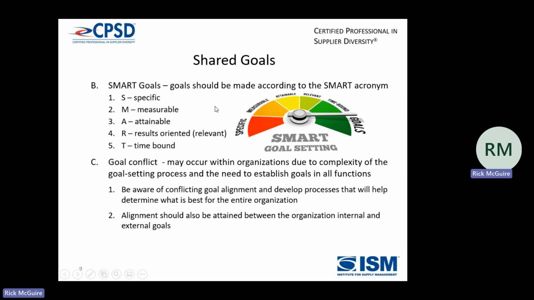SMART goals should be made according to the SMART goal acronym: specific, measurable, attainable, results oriented (some people call it relevant), time bound. Then there are other things for T too. Goal conflict may occur within an organization due to the complexity of the goal setting process and the need to establish goals in all functions. So be aware of conflicting goal alignment and develop processes that will help determine what is best for the entire organization. Alignment should also be attained between the organization, internal and external goals.